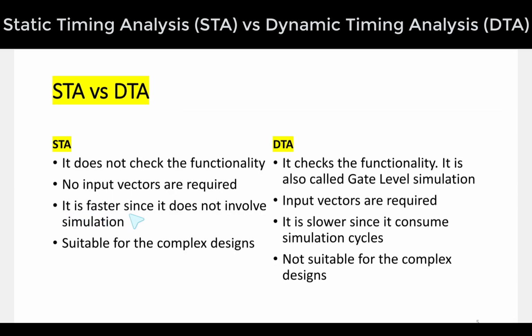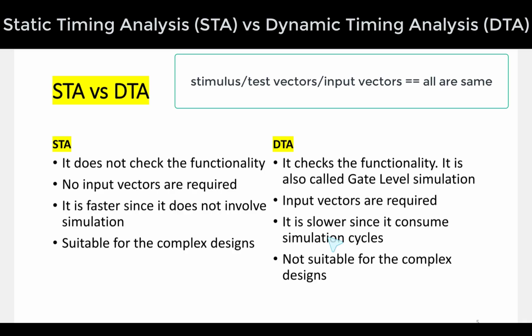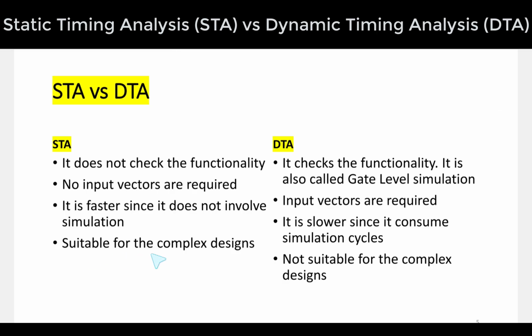Next, it is faster since it does not involve simulations. So here many simulations won't happen. Why? Because we will be using the static values from the .lib, whereas here it is slower since it consumes simulation cycles. Here simulations will be happening depending upon the test cases that we apply, or you can call it stimulus or test bench, anything is the same. Suitable for complex designs. This is not suitable for complex designs.